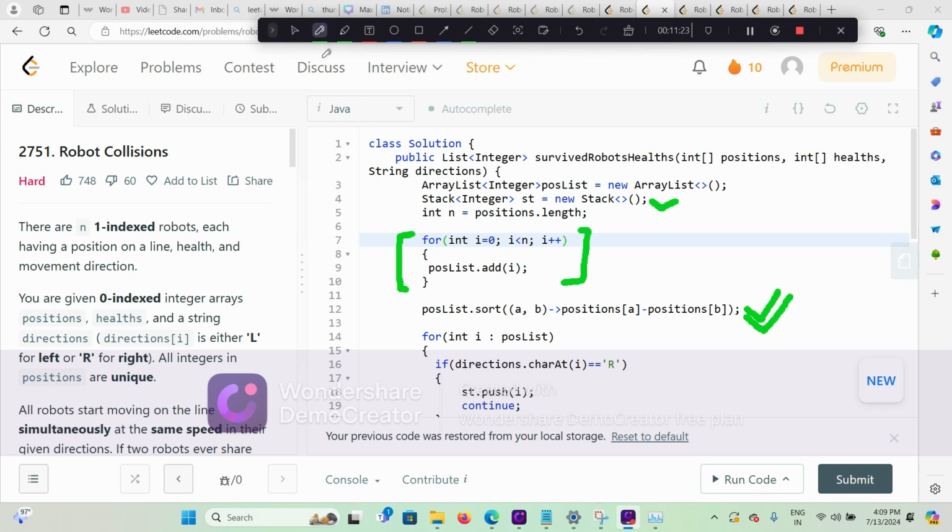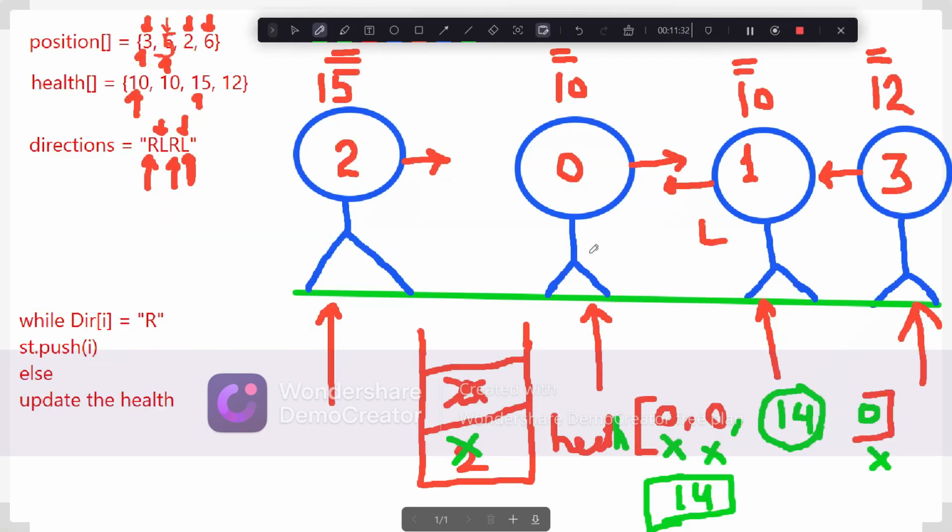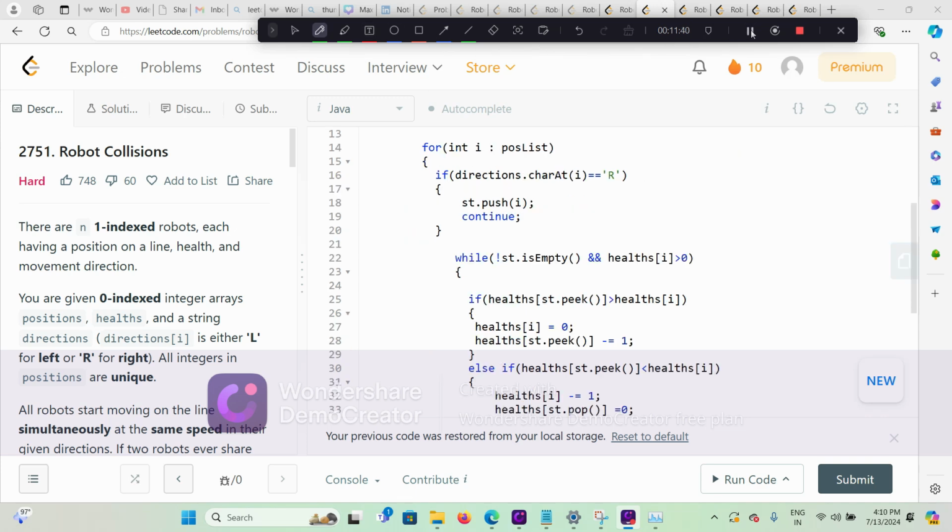Now see here what we are doing next is we are traversing through this position, right? Just like we were traversing here, right? After getting this position order 2 0 1 3, then we were traversing here. So same thing we are doing in my code. We are traversing through our post list, which we got sorted based upon position values. So we are looking at the direction. If it is the right side direction, we are pushing that index only to the stack, and then we are continuing. If that is not the case, that means it should be the left side.